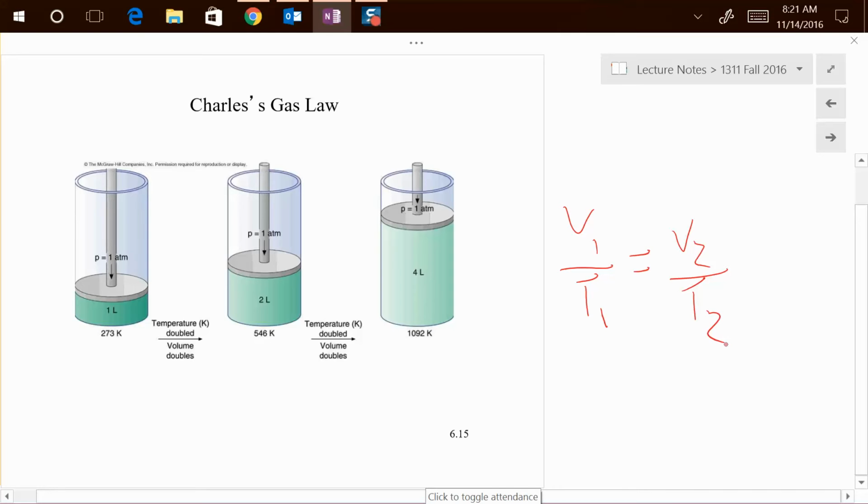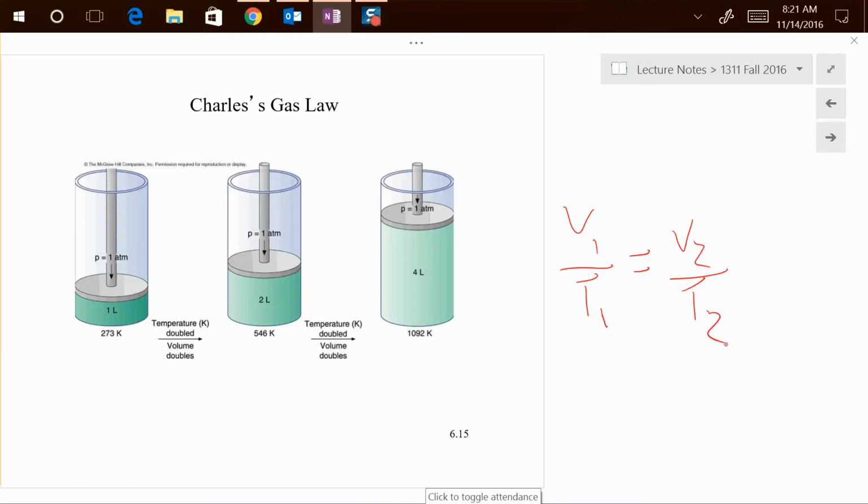So if I have a gas at 273 Kelvin, 1 liter of that gas at 1 atmosphere of pressure. As I heat up the gas inside of this piston, it expands, right? Until the pressures inside and outside are the same. It'll stop expanding then. Well, how much did it expand if I went from 273 to 546?